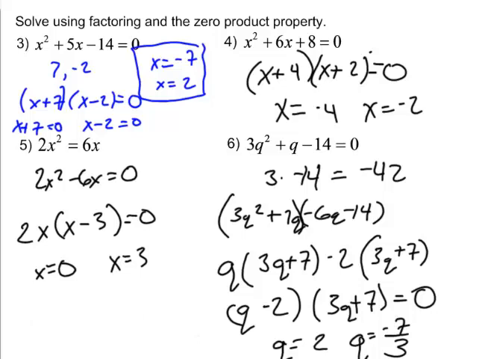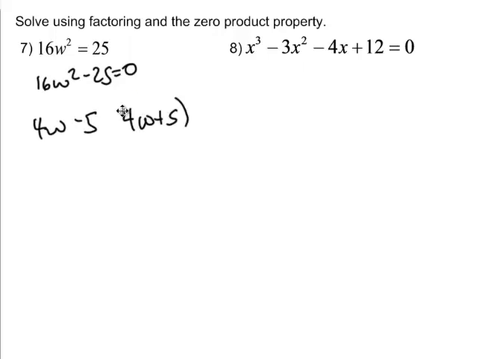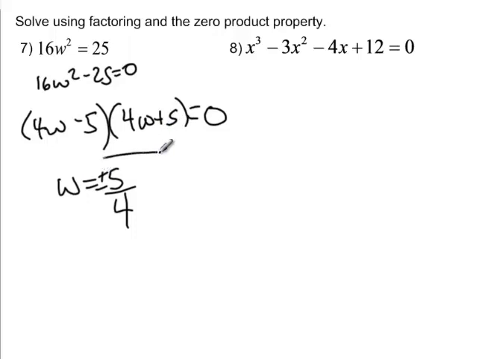Alright, these are the last two. Right here, this one is actually not too bad. We'll move this over, get 16w squared minus 25. Hopefully you recognize this as the difference of two squares. So 4w minus 5 and 4w plus 5. That's my factors. Equals 0. W equals 5/4 and w equals negative 5/4. So I'm actually just going to put a plus and minus in front of this.